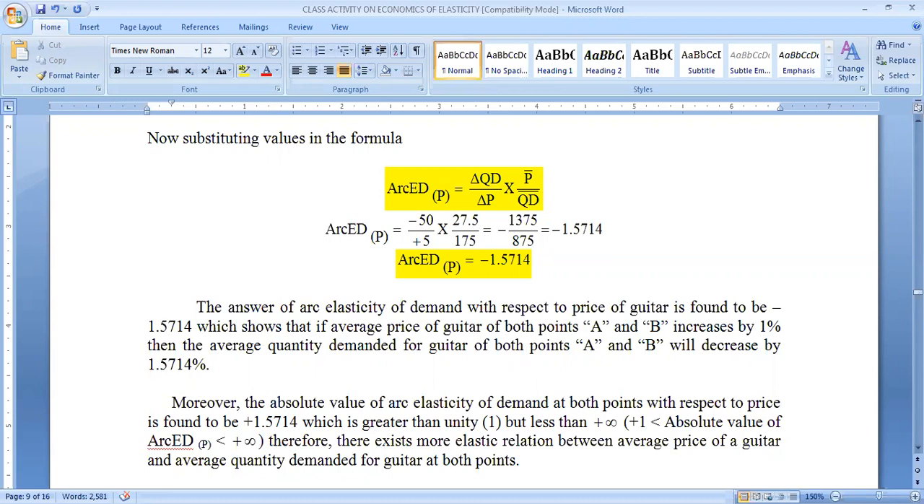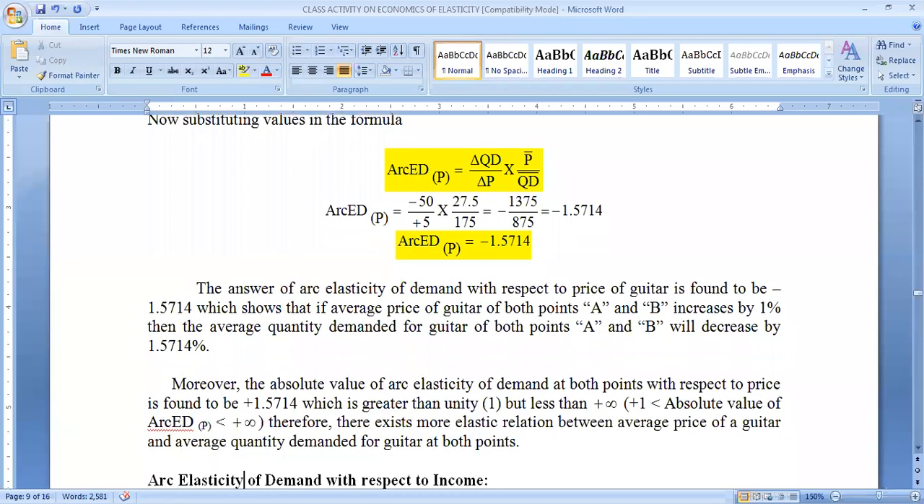Since the answer is greater than unity, but it is less than plus infinity, that is why there prevails more elastic relation between average price of guitar and average quantity demanded for guitar at both points. Up till here, we have answered question number 6. Now let's move towards question number 7, which is finding out arc elasticity of demand with respect to income.